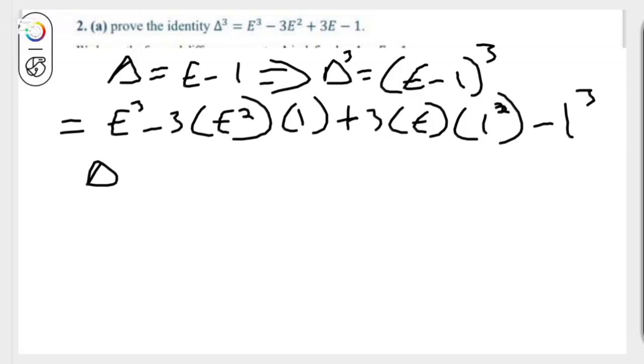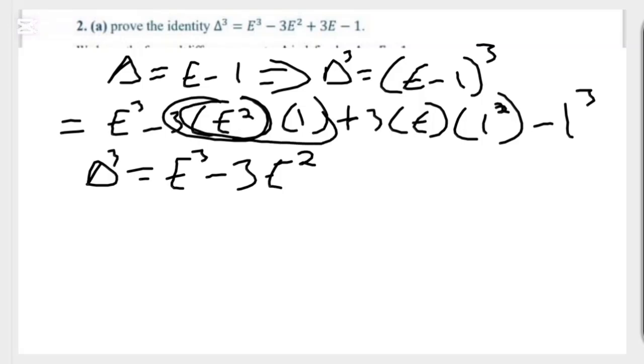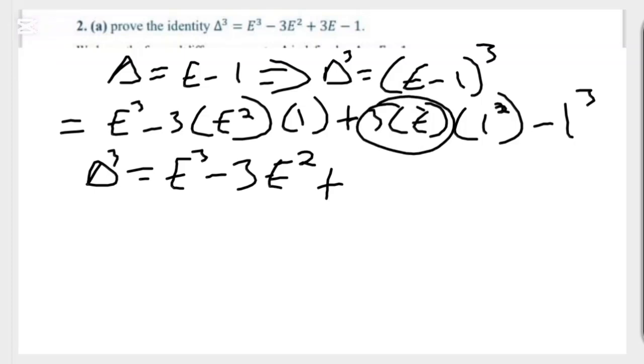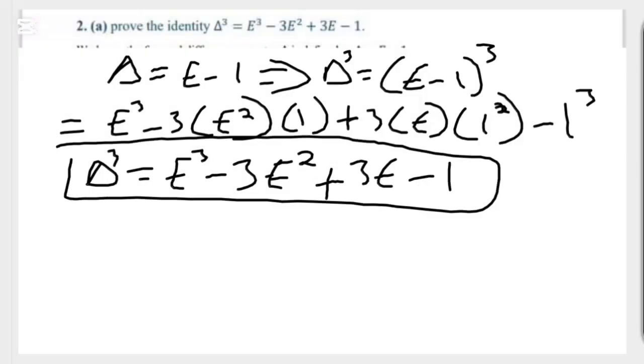So therefore, the forward difference cubed is the same thing as E to the power of 3, which I keep down, and then I subtract 3E squared when I multiply this with 1. Plus 3 multiplied by this E, and then multiplied by this 1 squared, I get only 3E. And 1 cubed is the same thing as 1. So as you can see, this forward difference operator is the same thing as this.